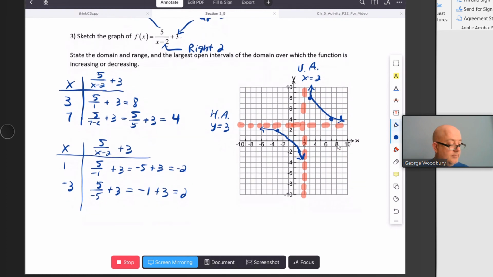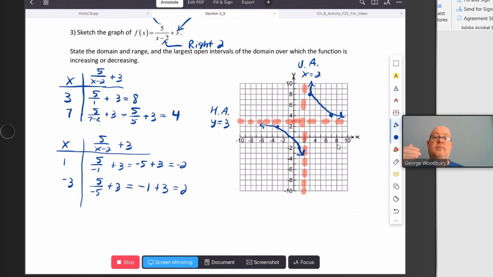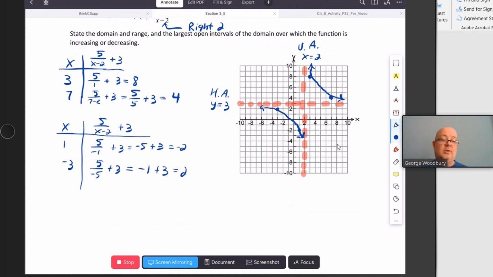All right. This is a decreasing function everywhere. Right? Both branches are decreasing. When the number in the numerator or in front of the function is positive, it's always a decreasing function. And when it's negative, it's increasing. The domain here, now we know that it cannot equal 2. So the domain is everything except for 2. And again, we measure that from left to right.